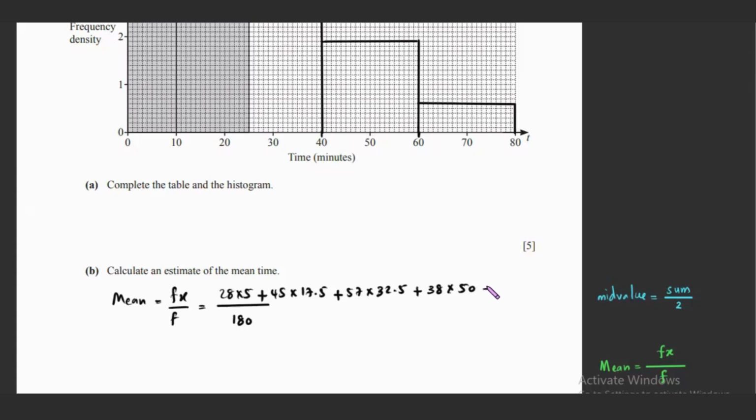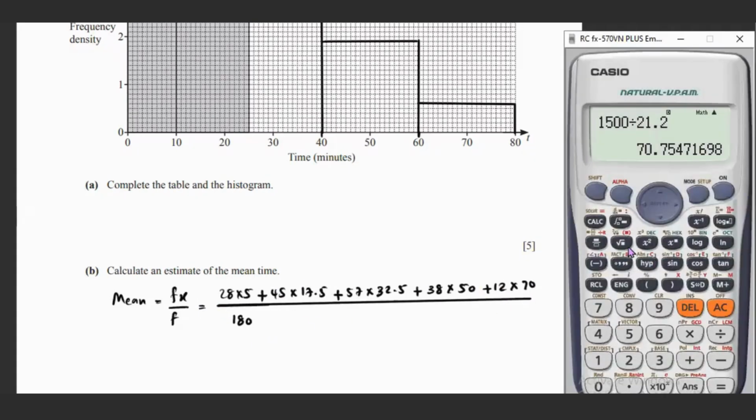Next, we have 12 and 70. We put this in the calculator, we multiply them, add them up, divide it by 180, that will give us the mean. So let's see what we get. So 28 times 5, then we have 45 times 17.5.